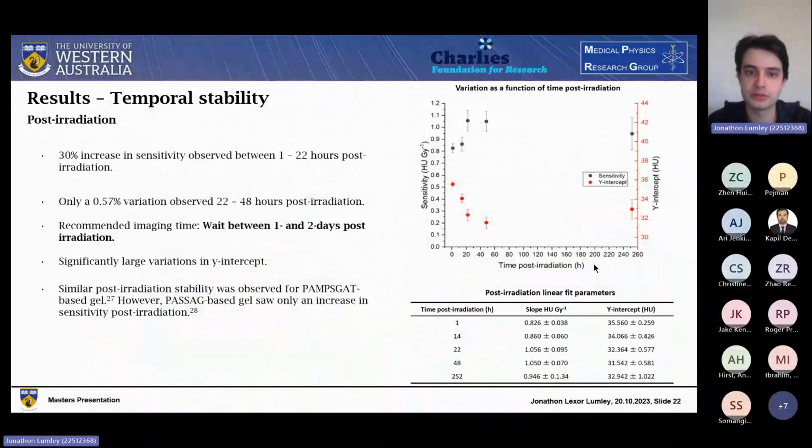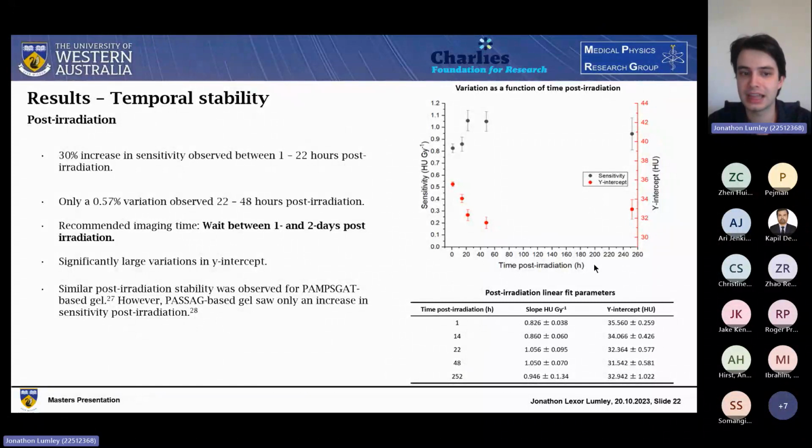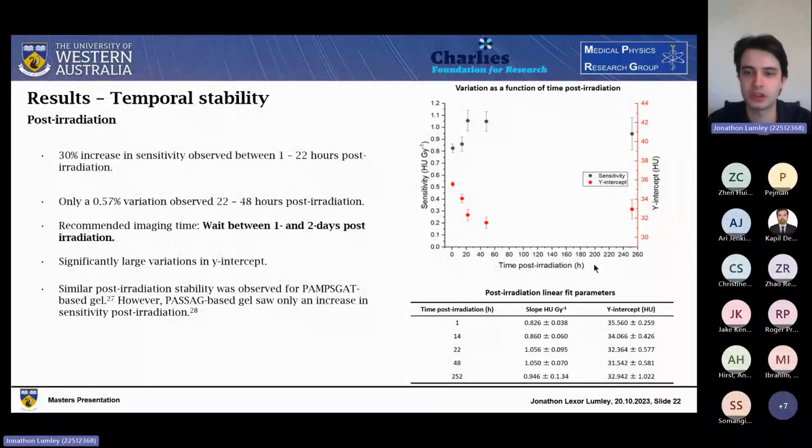In terms of the sensitivity for post-irradiation, there was a 30% increase in sensitivity when we imaged 1 to 22 hours post-irradiation. However, this significantly stabilized to only a 0.57% variation imaging 22 to 48 hours post-irradiation. As such, we recommend that you wait between 1 and 2 days post-irradiation before imaging. Again, significantly large variations in intercept and y-intercept were observed, which suggests that we should apply background correction to minimize the effects.